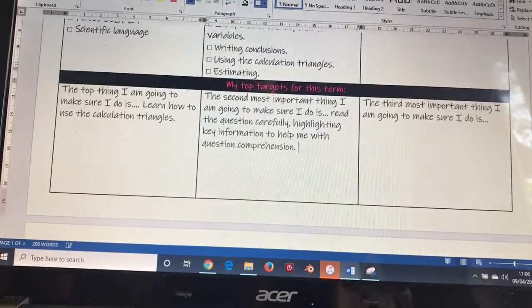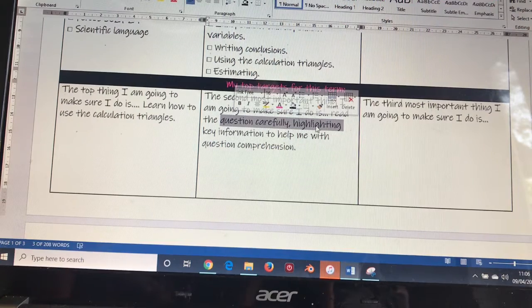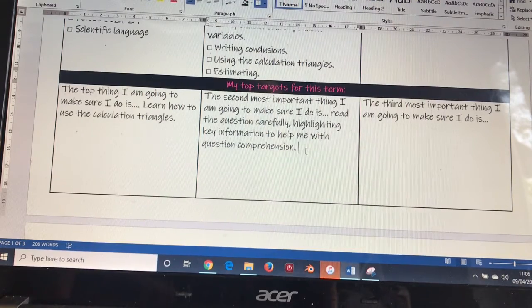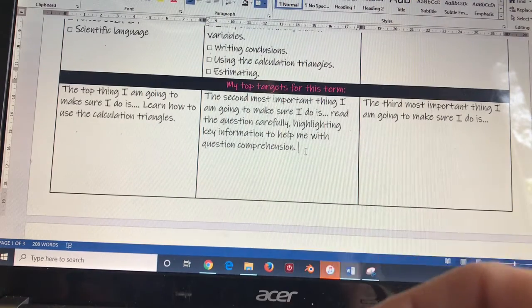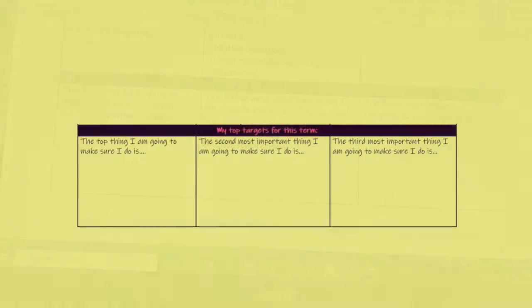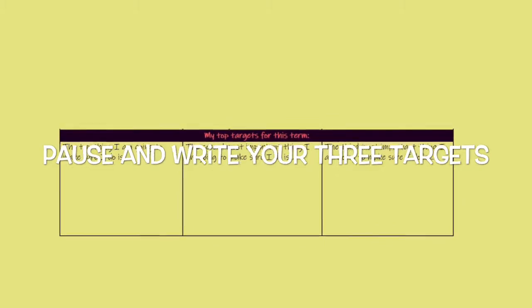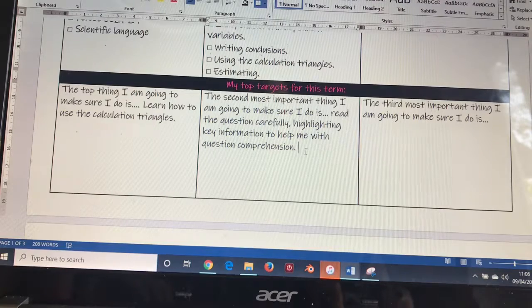So it's important that you actually say how you're going to get better. You can't just say, oh, I'm going to get better at question comprehension. So I've said that I'm going to read it carefully, and I've said that I'm going to highlight the key words to really help me understand the question. So really think about what it is that you're actually going to do. This needs to be a plan that you can actually implement. Okay, so that's you done with your targets.